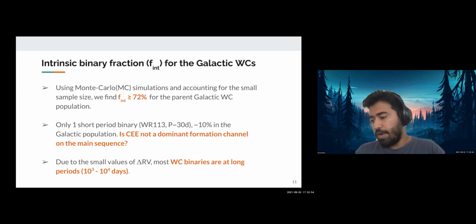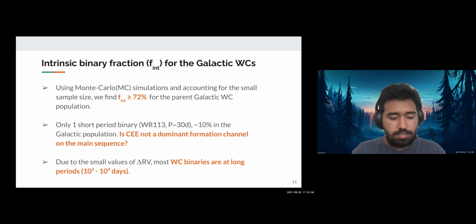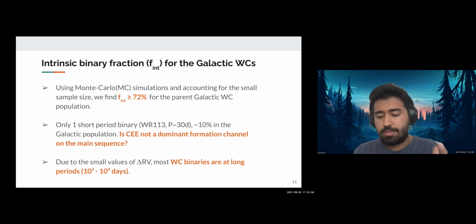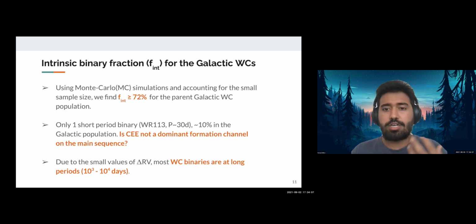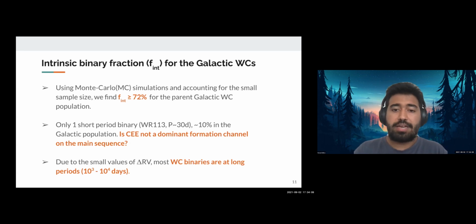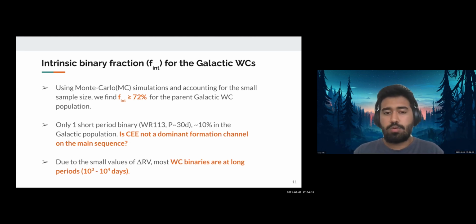But we went back and did a literature study as well, because obviously a sample of 12 stars is quite small. And we found that most of them are in long period binaries. Very few, less than 10% of all galactic carbon-rich Wolf-Rayet stars, are in binaries of the order of months. That is quite a stark contrast compared to the main sequence O stars.